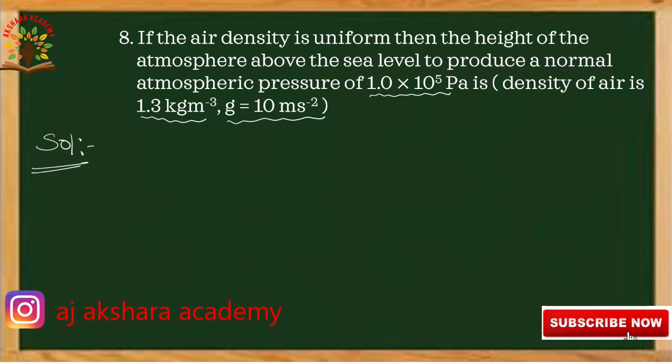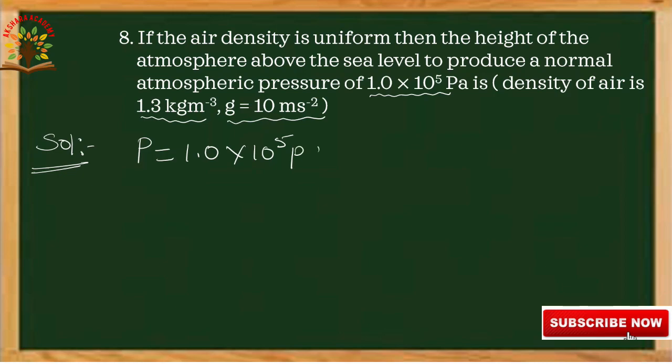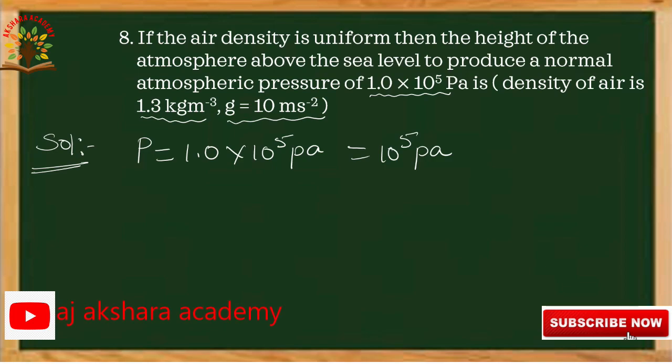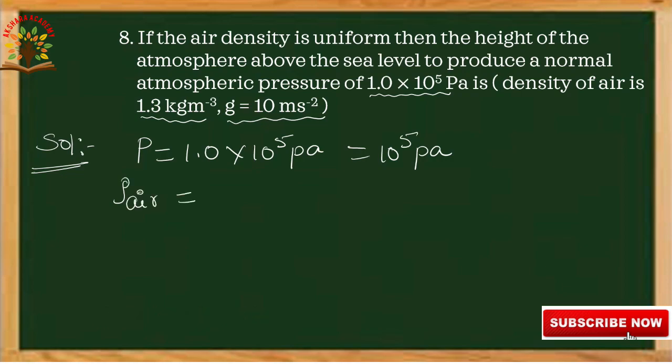Now first we will write what is given in this. Here they given atmospheric pressure, that is P is equal to 1.0 × 10^5 pascals, nothing but we can write 10^5 pascals. And then the given density of air is 1.3 kilogram per meter cube. That is density, nothing but rho. Rho denotes the density. Rho air is equal to 1.3 kilogram per meter cubed.